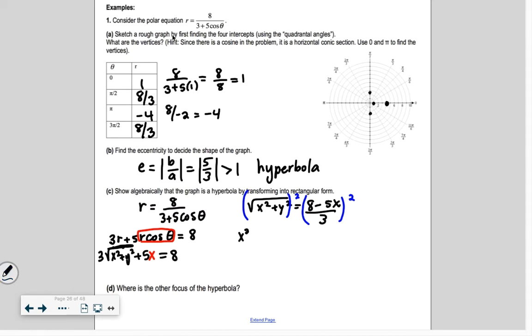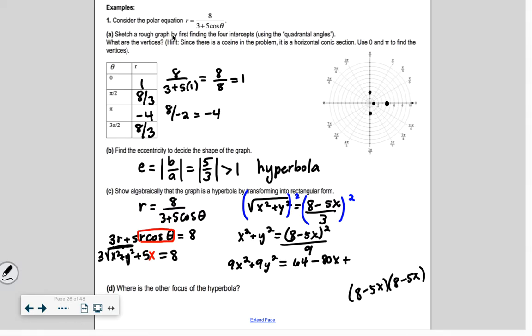So we're kind of getting there. So we have x squared plus y squared equals, ooh, lots of stuff. We're going to FOIL this out. 8 minus 5x squared all over 9. So we have 9x squared plus 9y squared equals, you guys know how to FOIL that out? You can do it in your head or you can write it off to the side. I told you I always wrote it off to the side when I was in school. So we get 64 minus, we're going to have an outer of 40x and an inner of 40x. So it's minus 80x plus 25x squared.